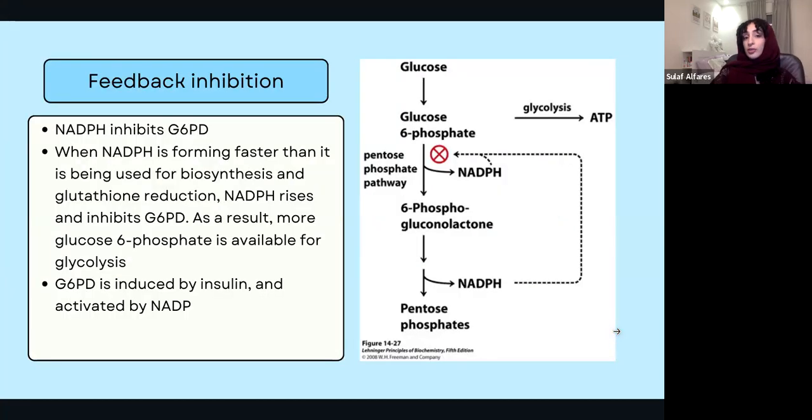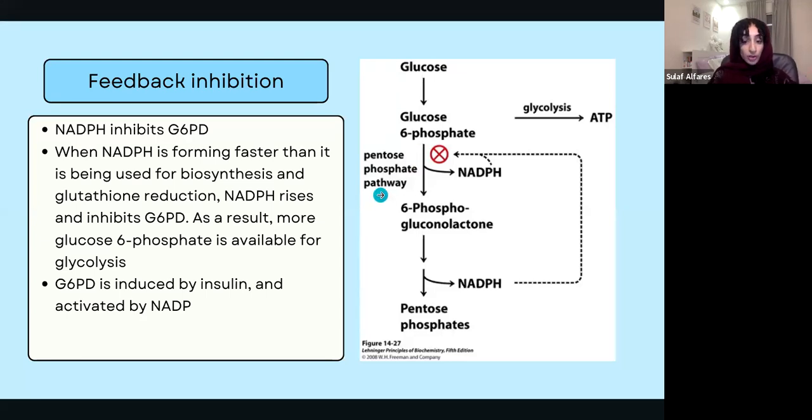We have feedback inhibition. Does anyone know what feedback inhibition means? Basically, it means if we have too much of one product, it's going to go back to the beginning of the cycle or wherever, and it's going to stop it. It's going to be like, okay, that's enough. We got enough of this product. Please stop making more of it. Okay. In this case, the thing that's going to cause feedback inhibition is NADPH. Whenever we have too much of it, it's going to go back to the rate limiting step, which is facilitated by G6PD, and it's going to inhibit it.